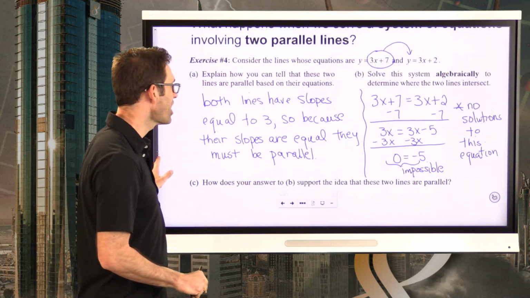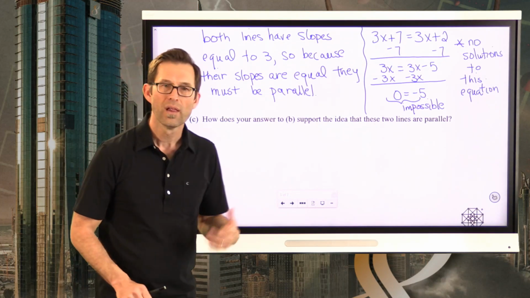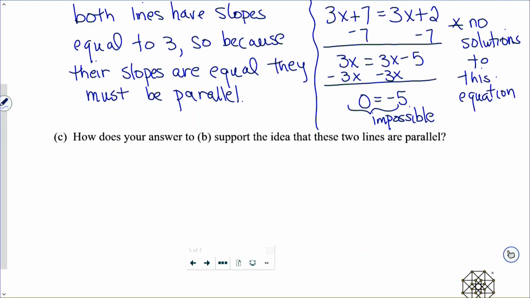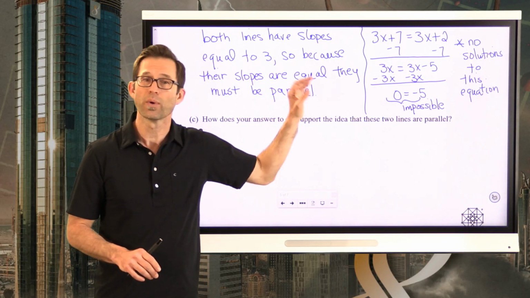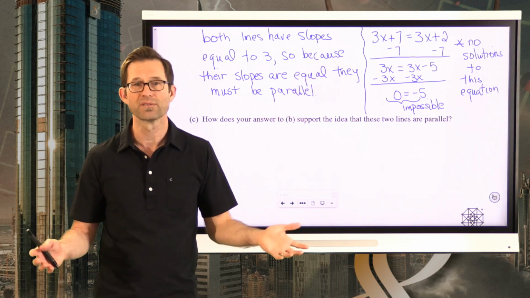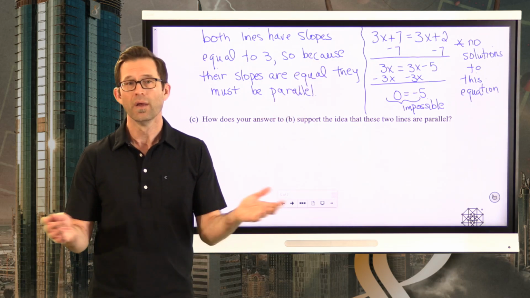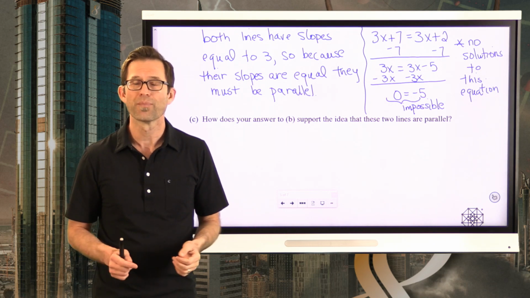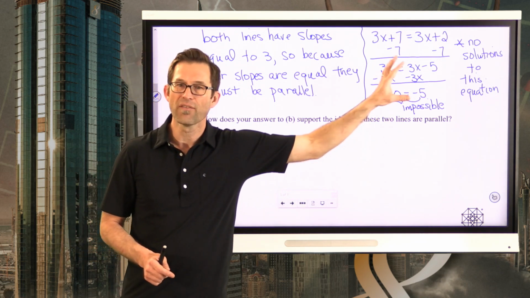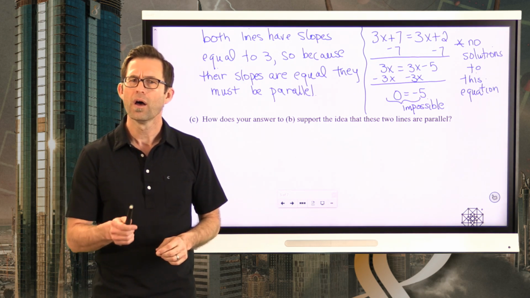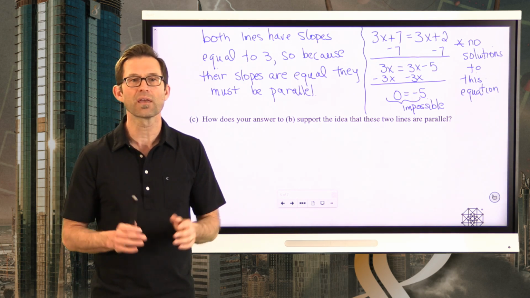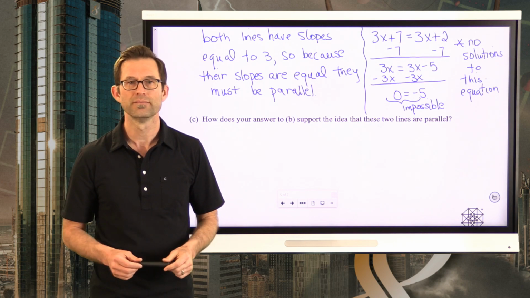Now, how does that tie into what we're doing? Well, letter C, how does your answer to B support the idea that these two lines are parallel? So just for a moment, pretend we didn't know that parallel lines had equal slopes. So we knew that these lines were parallel because they both had slopes equal to 3, and we just learned that two lines that have equal slopes are parallel. But how would this kind of answer support the fact that we have two lines that are parallel? Pause the video right now and just think about this question because it's rather deep.